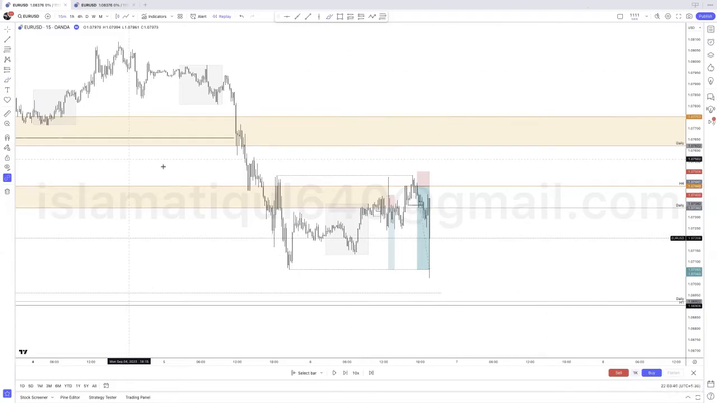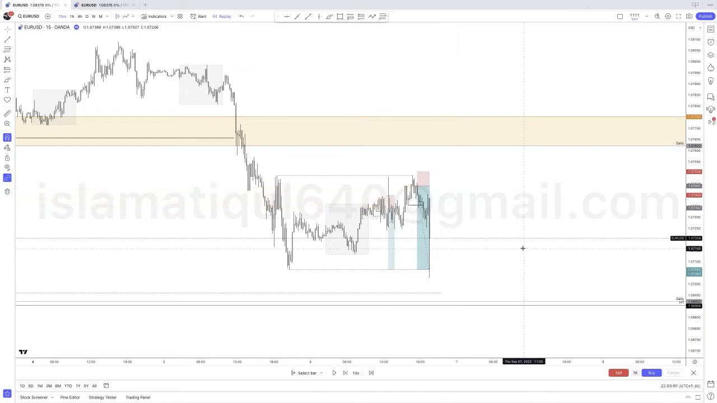Now, remember, until the daily candle closes, since this is a daily key level, we do not know if it's valid or not. Only if the daily candle closes above it does this then turn into a support. That's it. Okay, let me delete this as it gets messy.